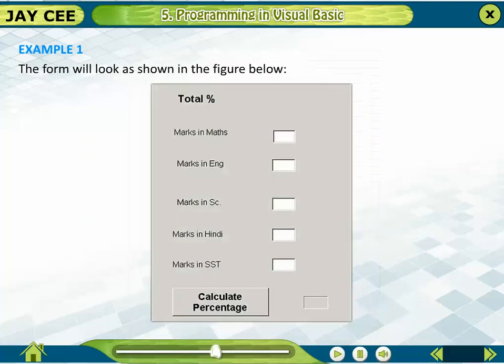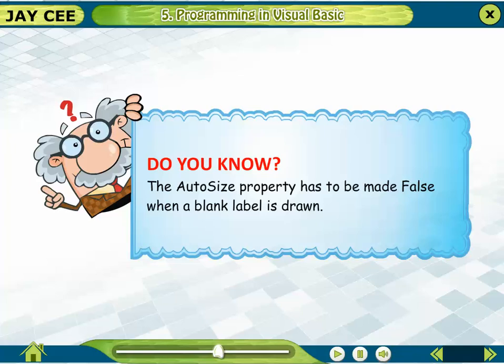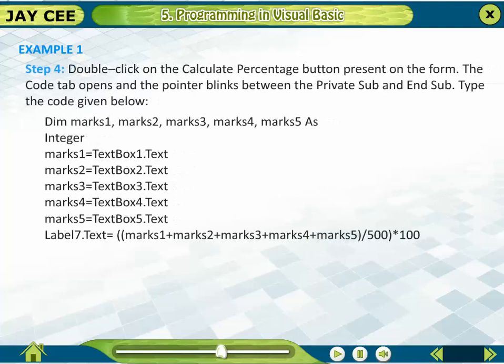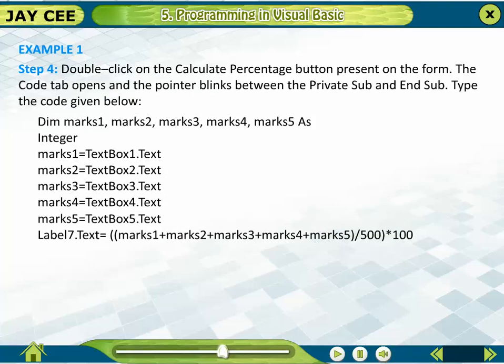The form will look as shown in the figure below. Do you know the auto size property has to be made false when a blank label is drawn? Double-click on the Calculate Percentage button present on the form. The Code tab opens and the pointer blinks between the Private Sub and End Sub.